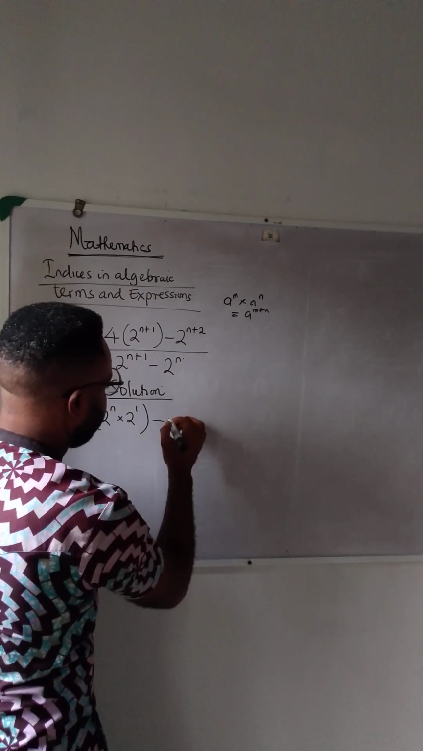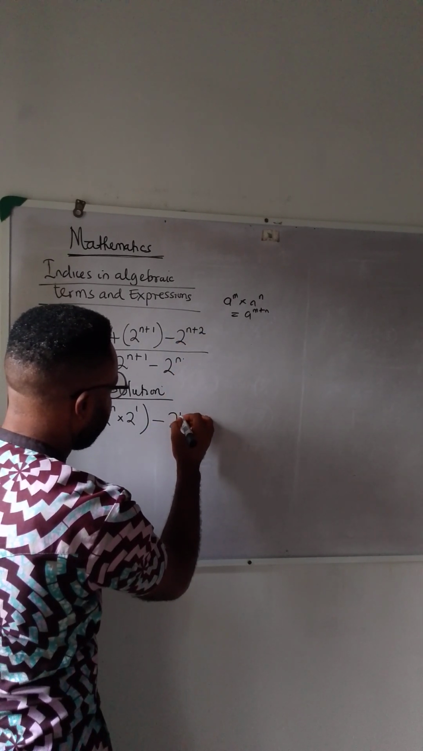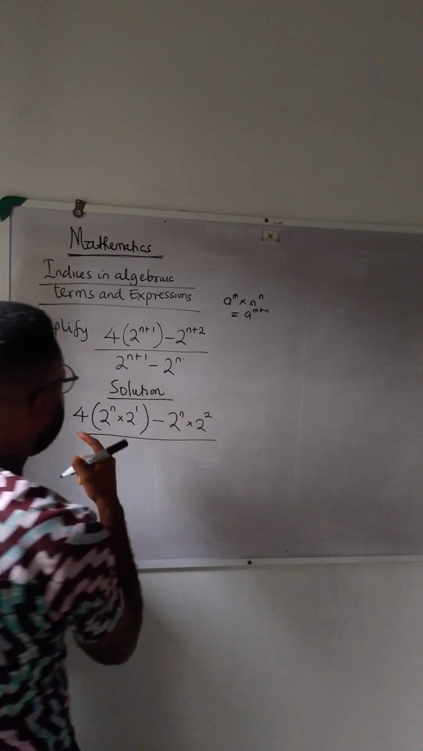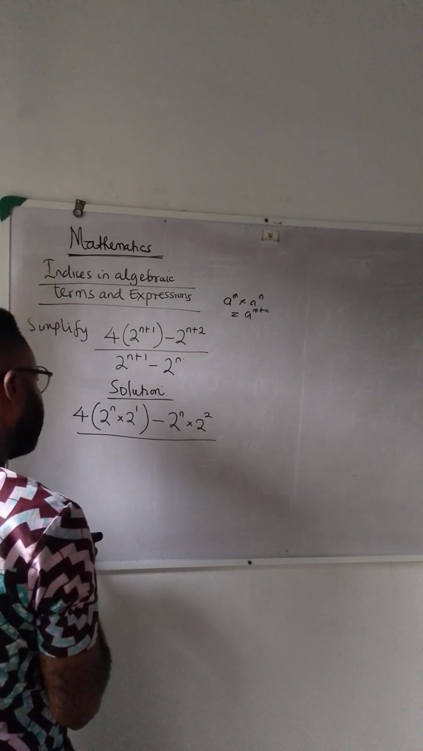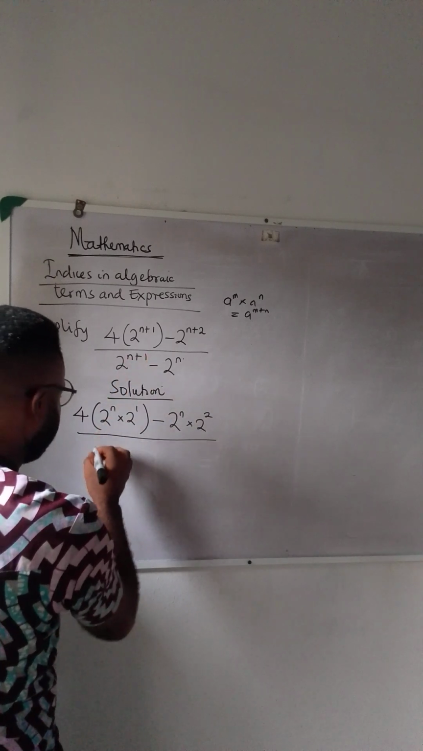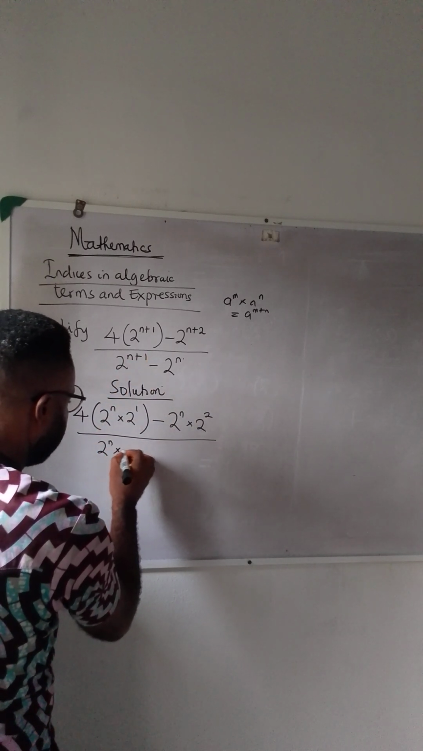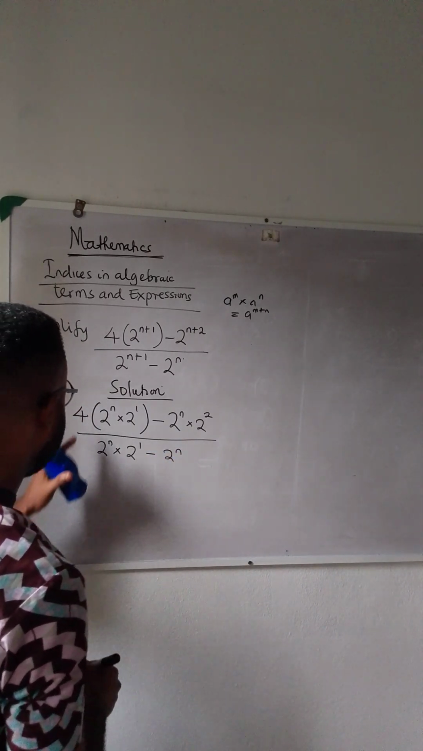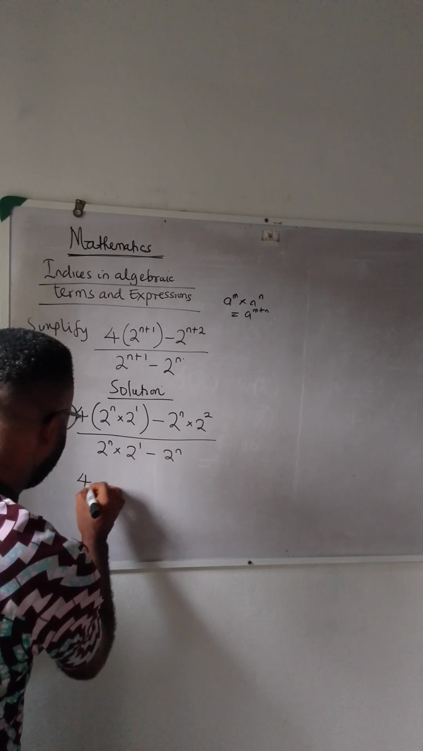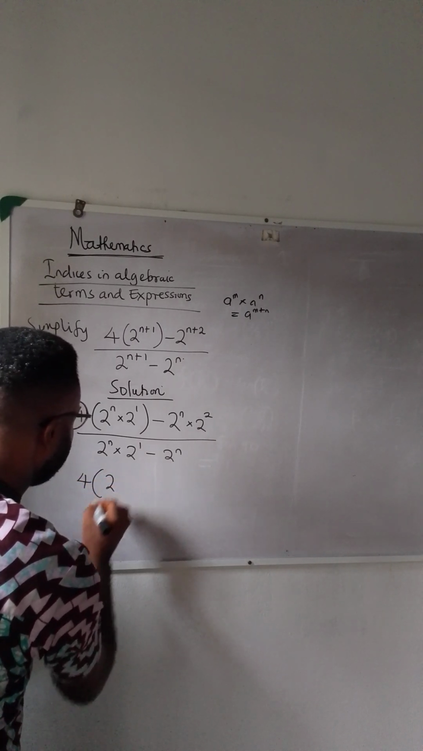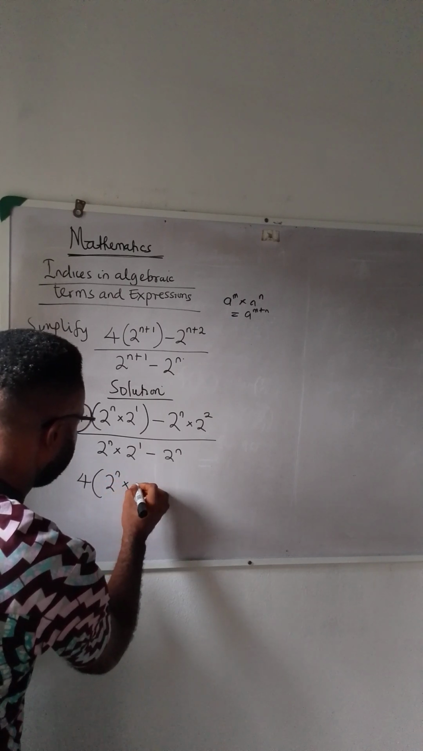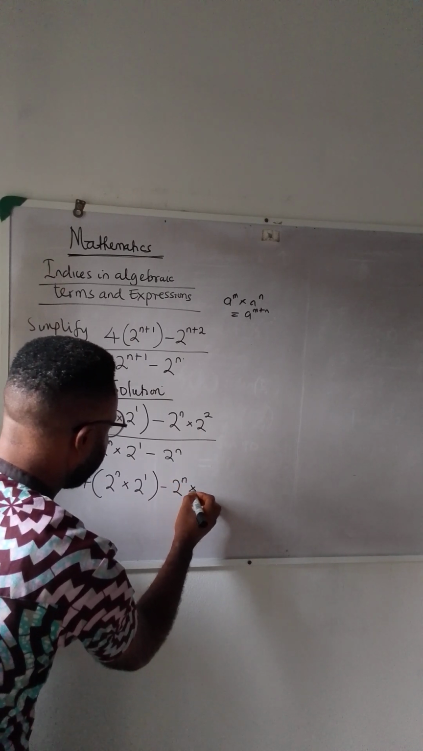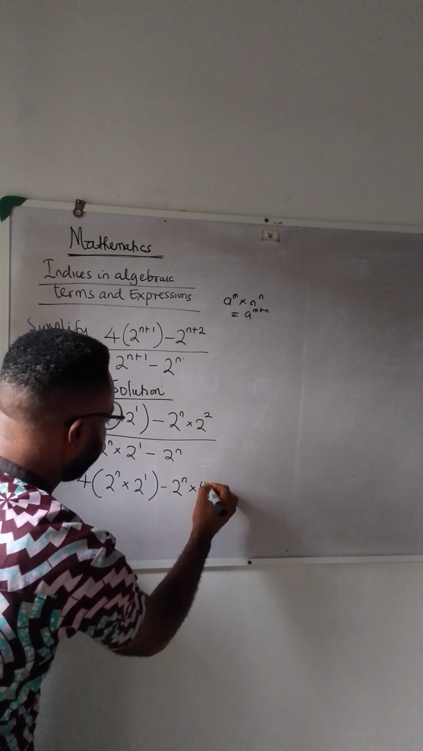Minus, the same thing applies to this, so this will be 2 raised power n times 2 raised power 2. Then you divide it, and from the denominator we have 2 raised power n plus 1, which is the same thing as 2 raised power n times 2 raised power 1, minus 2 raised power n. So having done that, this will be 4 into 2 raised power n times 2 raised power 1, minus 2 raised power n times 2 raised power 2, which is 4.